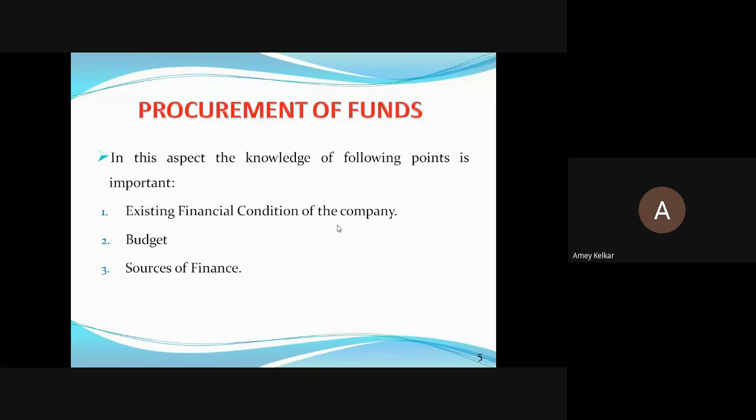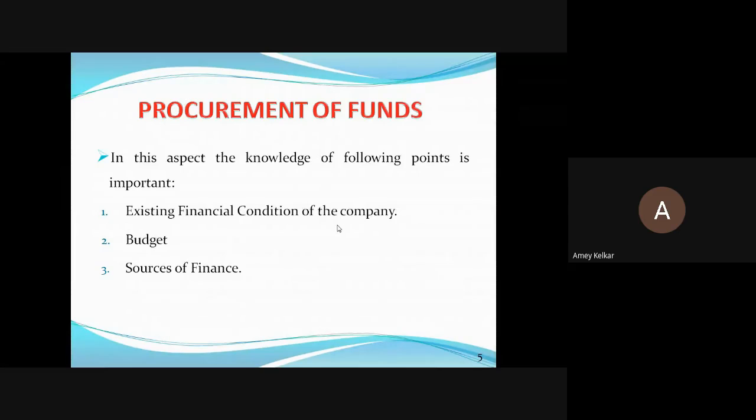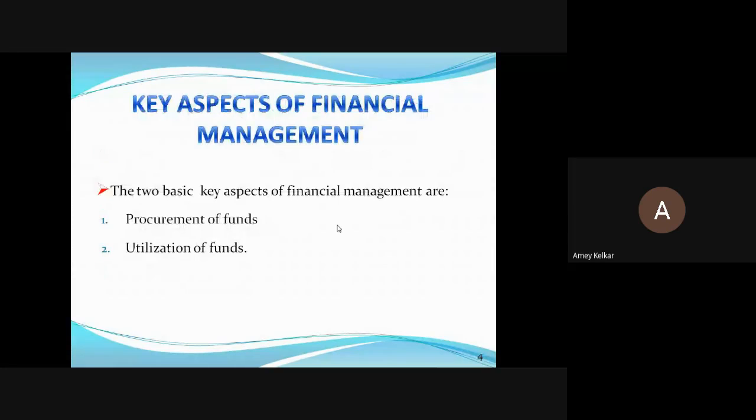Now if small works are there, the company finances it on its own. Regular contractors who are working here in the field put in their own money and get their own profits. But when you move to higher projects, it is not that you can put in 500 crores, 1000 crores. That time you require some sources of finance. So again, it is a key aspect of your financial management. So two things: one is procurement of funds, second is utilization of funds.